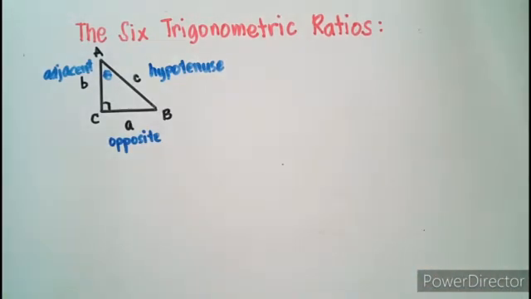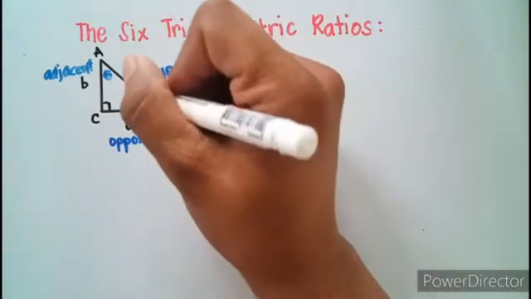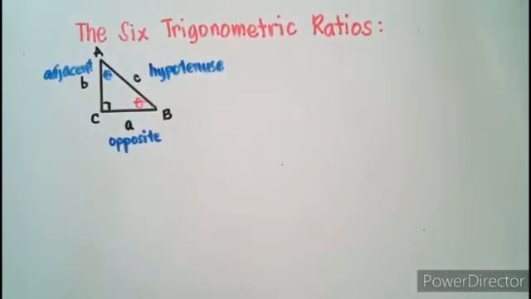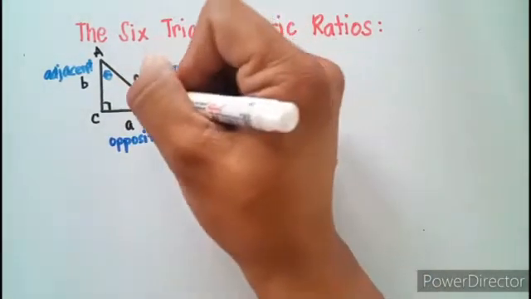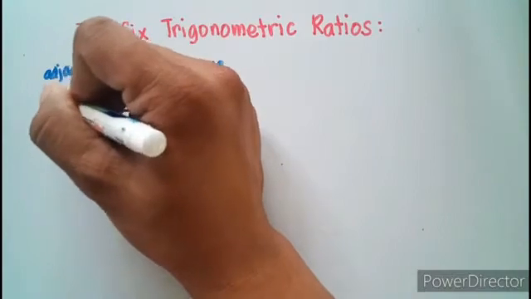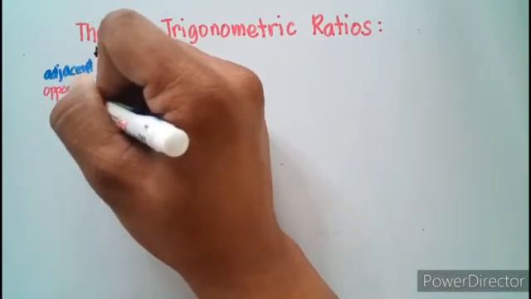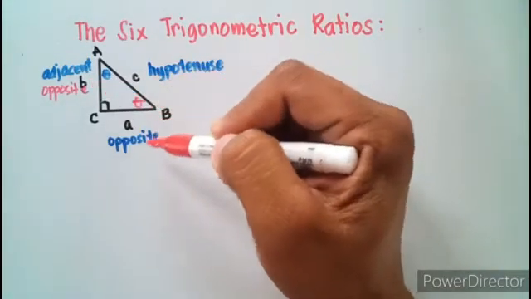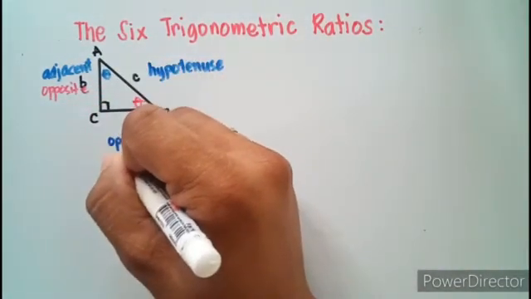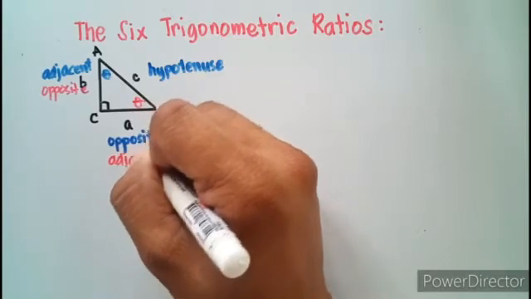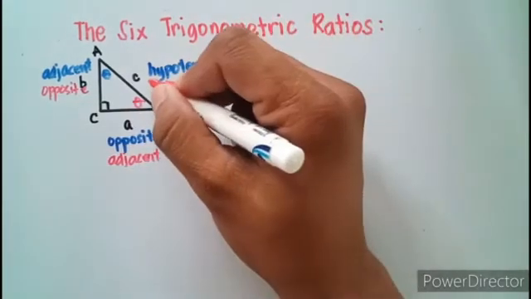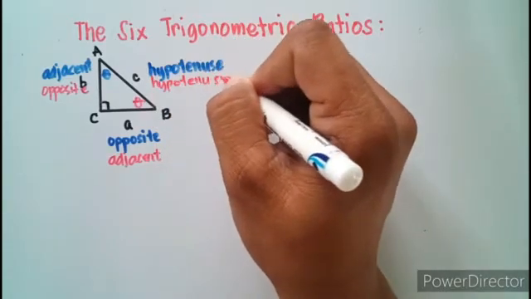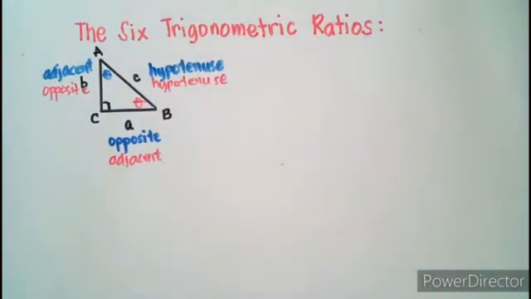What if our reference angle is angle B, or the red theta? Using the red theta, our opposite will be this one. That is the opposite side of the red theta, and the adjacent will be this one. Adjacent side. And our hypotenuse is still the same, because the hypotenuse is the longest side of a right triangle.